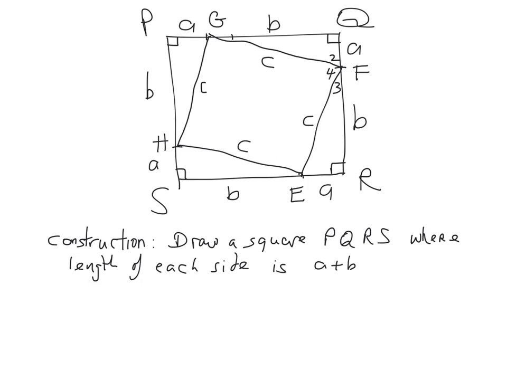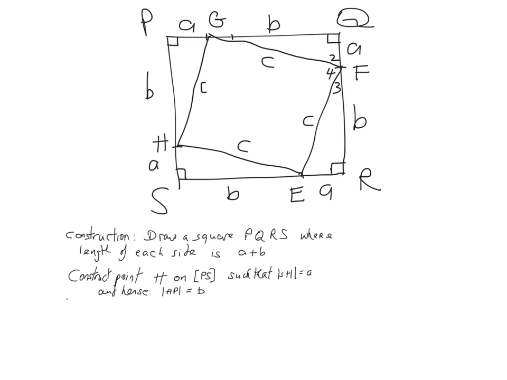So now that we've drawn the construction, we can go ahead and describe the construction. So the first thing that we did was we drew a square, PQRS, with lengths of A plus B. So draw a square, PQRS, where length of each side is A plus B. So the next thing we have to do is create the inner quadrilateral. And we start that by making a point here, a point H, that's on the line segment PS. So we construct point H on the line segment PS such that the distance of S to H is equal to A, and hence the distance between H and P is equal to B.